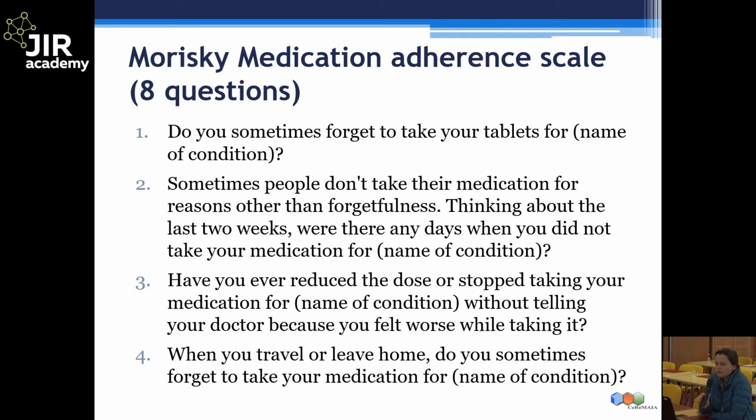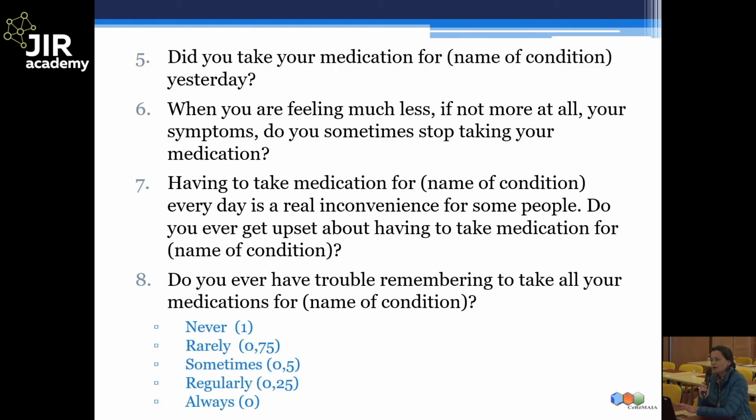And you go on. Have you ever reduced the dose or stopped taking your medication for lupus without telling your doctor because you felt worse while taking it? Again, the same system of rating. When you travel or leave home, do you sometimes forget to take your medication for lupus? Did you take your medication for lupus yesterday? Yes, no. When you are feeling much better, or your symptoms are gone, do you sometimes stop taking your medication? Again, if he says yes, it's 0. If he says no, it's 1. Having to take medication for lupus every day is a real inconvenience for some people. Do you ever get upset about having to take medication for lupus? Again, the same system. Do you ever have trouble remembering to take all your medications for lupus? Never 1, rarely 0.75, and so on. And then you make the sum of all your points.